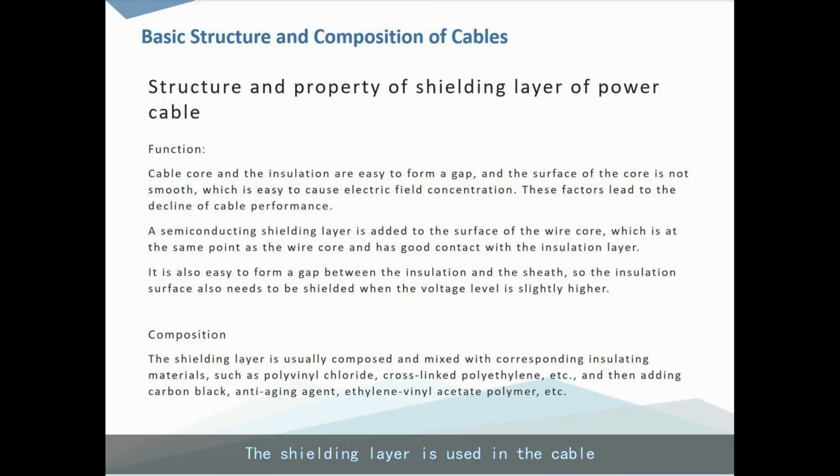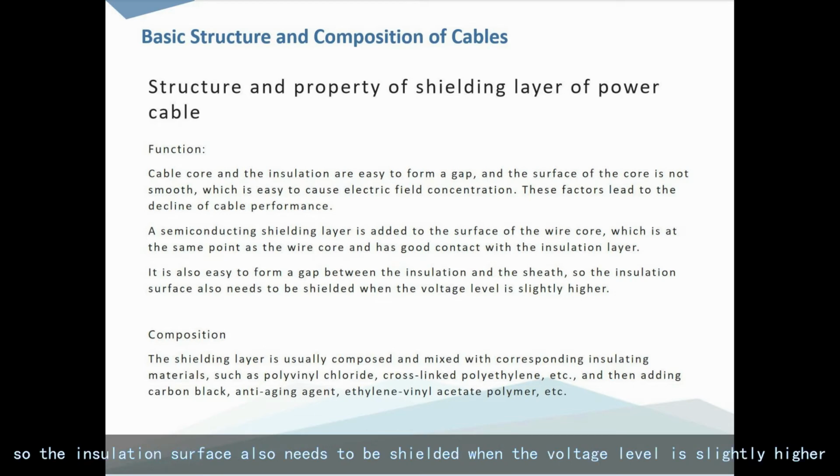The shielding layer is used in the cable, mainly because the cable core and the insulation are easy to form a gap, and the surface of the core is not smooth, which is easy to cause electric field concentration. These factors lead to the decline of cable performance. Therefore, a semiconducting shielding layer is added to the surface of the wire core, which is at the same potential as the wire core, and has good contact with the insulation layer. It is also easy to form a gap between the insulation and the sheath, so the insulation surface also needs to be shielded when the voltage level is slightly higher.